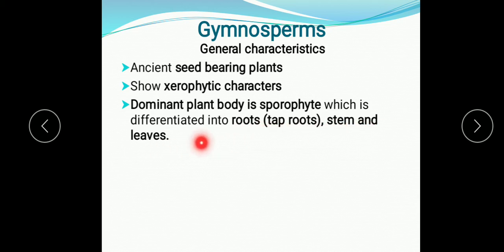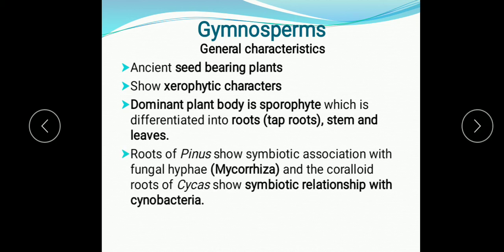They also have root, stem and leaves, but here the roots are tap roots. If you remember, you have studied in previous classes fibrous and tap roots. So these gymnosperms have tap roots. A special feature of their roots is that the roots of Pinus show symbiotic association. Symbiotic means this type of association in which both the partners are benefited from each other in this type of partnership or association.